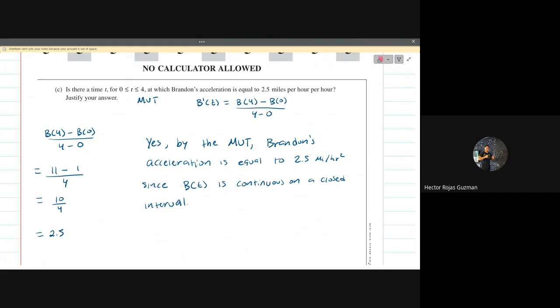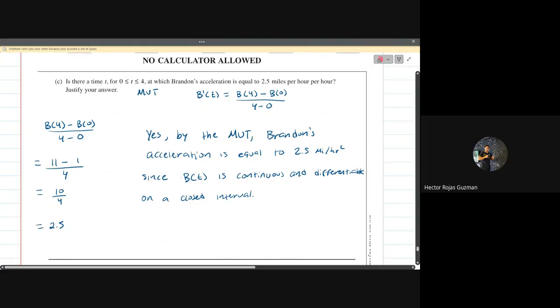Whenever you're using the mean value theorem as justification, you have to make sure that the function is continuous and differentiable. I'll add that to my answer. And differentiable. You could just say differentiable because that implies continuity on a closed interval. If the function is not differentiable, you can't use the mean value theorem as justification. So just keep that in mind.